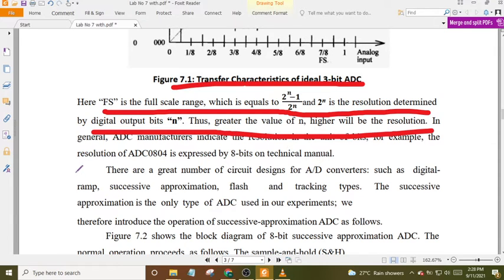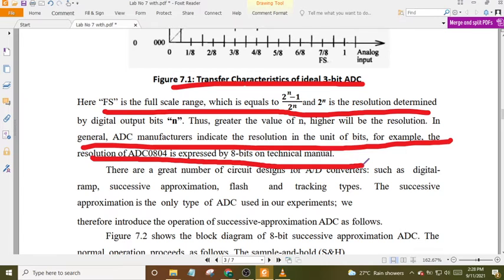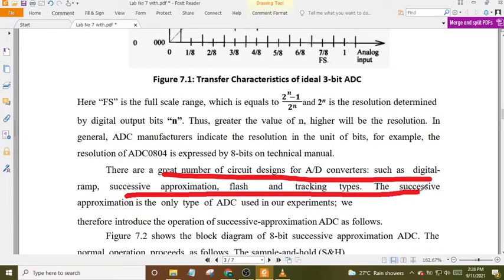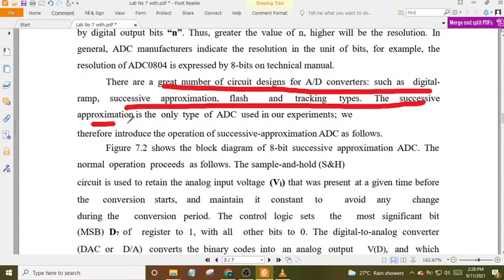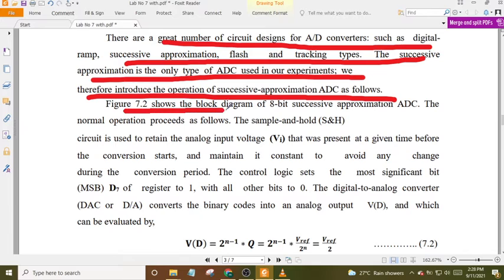In general, ADC manufacturers indicate the resolution in units of bits. For example, the resolution of ADC0804 is expressed as 8 bits in the technical manual. There are a great number of circuit designs for A/D converters, such as digital ramp, successive approximation, flash and tracking types. The successive approximation is the type of ADC used in our experiments, so we introduce the operation of successive approximation as follows. Figure 7.2 shows the block diagram of an 8-bit successive approximation ADC.